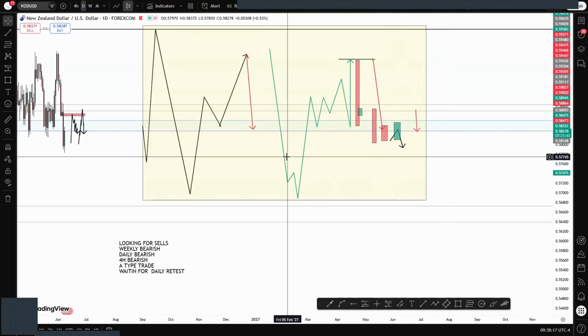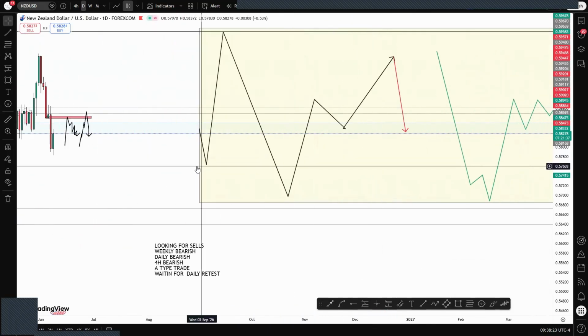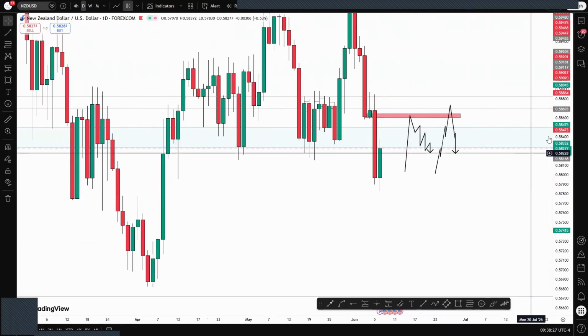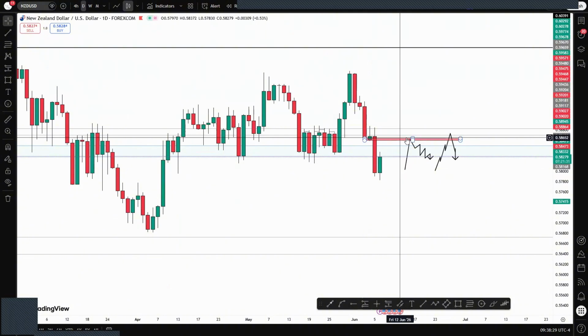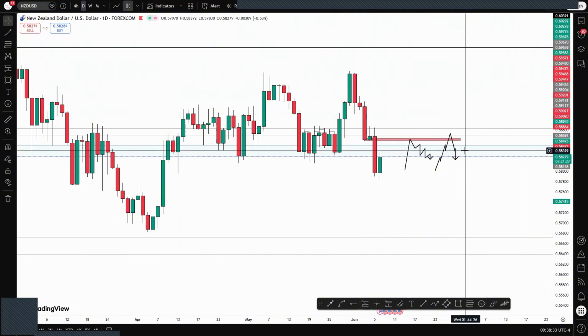So this is what we are now expecting. But don't worry, we'll catch a trade this week. Yeah, I might catch a trade this week. I've seen the way the market is moving. Just be patient.